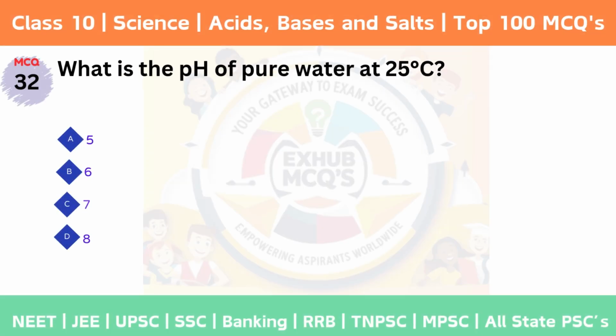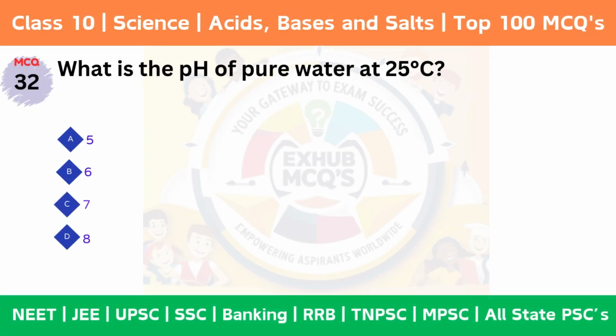MCQ 32. What is the pH of pure water at 25 degrees Celsius? Option A, 5. Option B, 6. Option C, 7. Option D, 8.